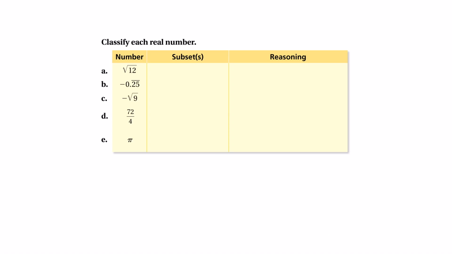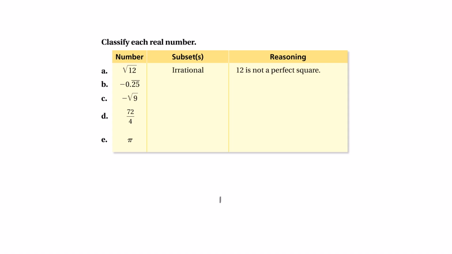So we're going to take some time to just look at some numbers, and we're going to think about what categories they fit into. We want to be as specific as possible, but we also want to list every category that they fit into. So the first thing we're going to look at is the square root of 12. Now, 12 is not a perfect square. So its square root would be this really long, yucky decimal. And because 12 is not a perfect square, it is what we would call an irrational number.